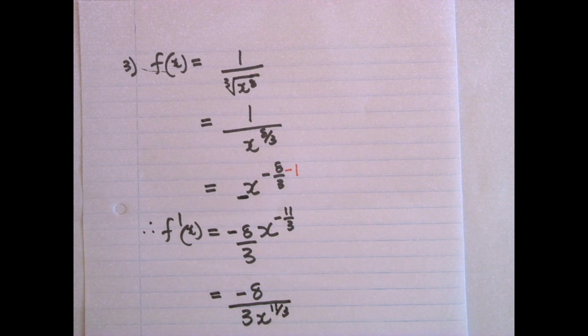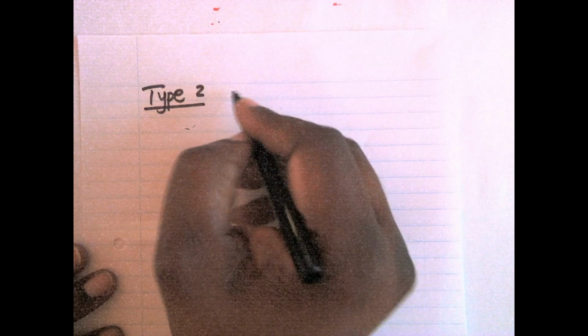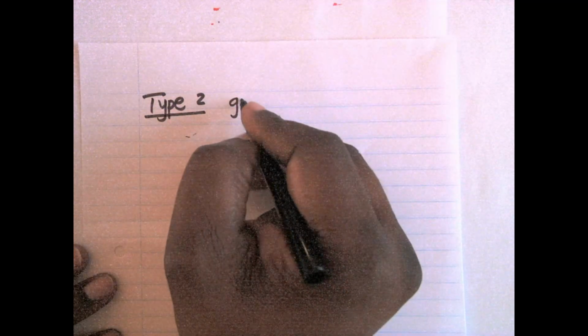So this is the first type that we have talked about in our lesson today. Remember, in our lesson today, we are differentiating complex algebraic expressions. Type 2: we are given brackets.